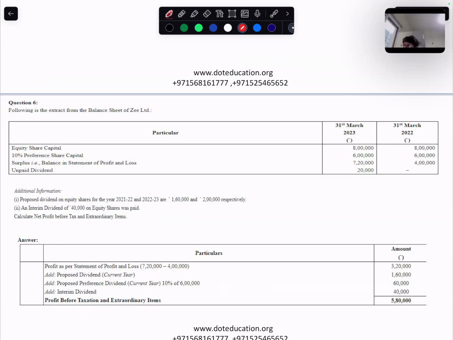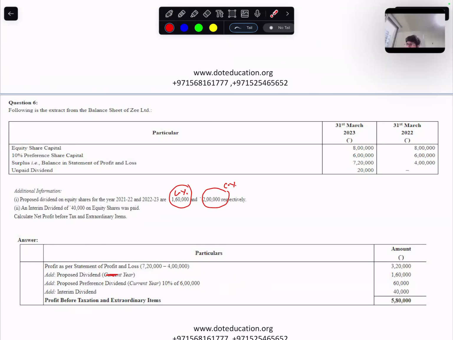Okay. Proposed dividend of the last year is 1 lakh 60,000. And proposed dividend for the current year is 2 lakh. So we'll take the proposed dividend of the last year. You are going to add back the dividend of the last year.